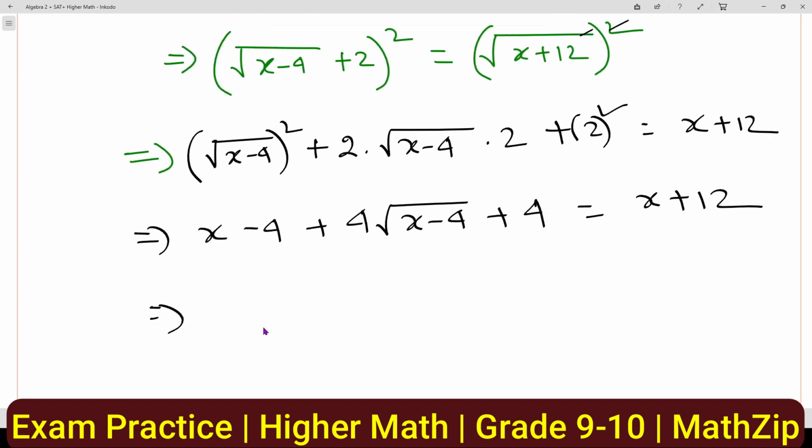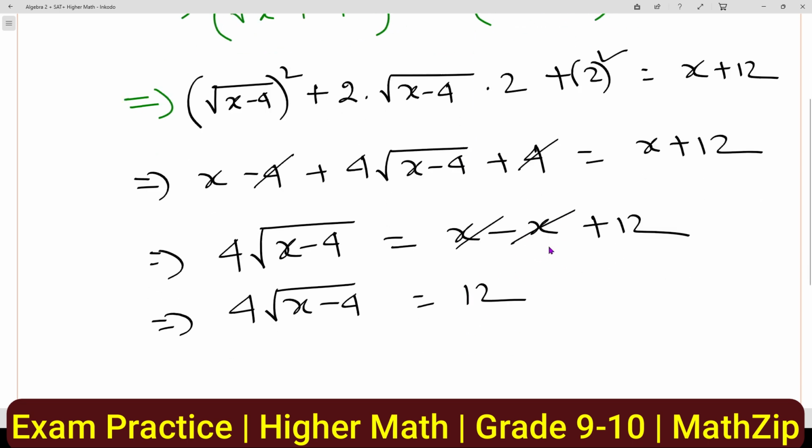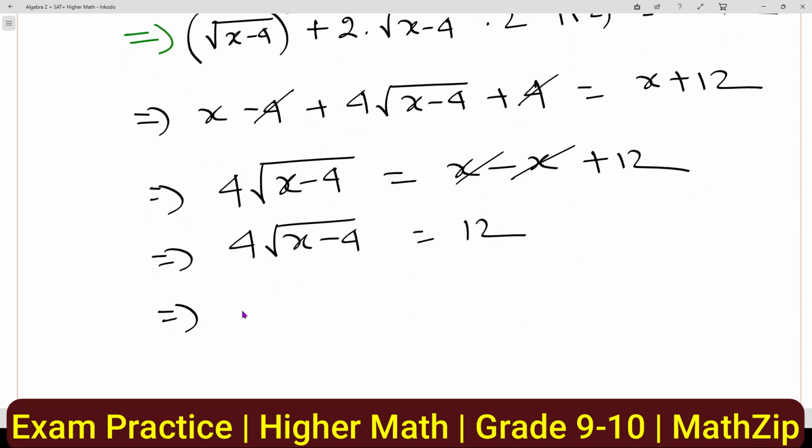Now here the plus 4 and minus 4 are out, and this x we can subtract from both sides. In that case we get 4√(x − 4) equals x − x + 12, the x and x will be out. Now 4√(x − 4) equals 12. Now we are dividing both sides by 4, so it will be √(x − 4) equals 3.